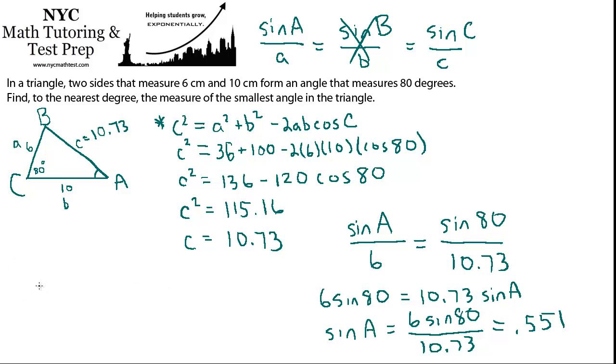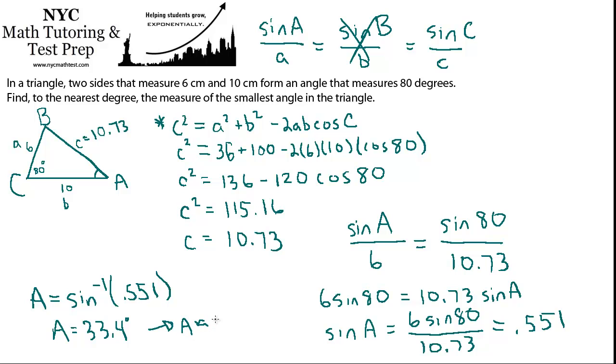So in your calculator, you need to find A, you need to take the inverse sine. So inverse sine of 0.551, and that will give you the measure of angle A. And angle A turns out to be 33.4 degrees, or if you want to round that off, we could say A is approximately equal to 33 degrees, and we'll have given it to the nearest degree, which is how they wanted it. A is about 33 degrees.